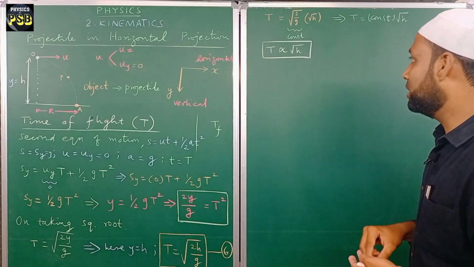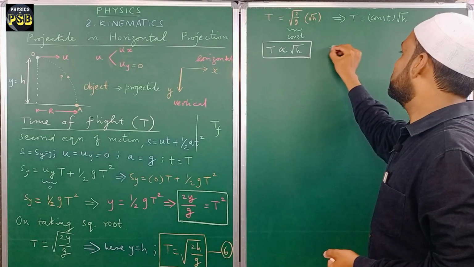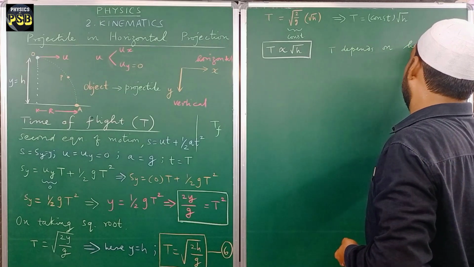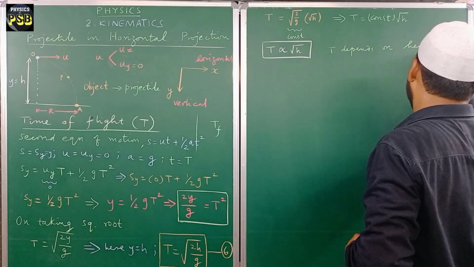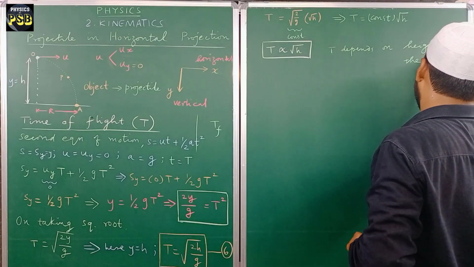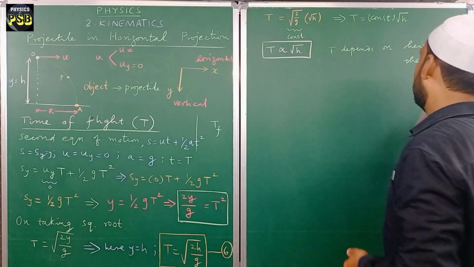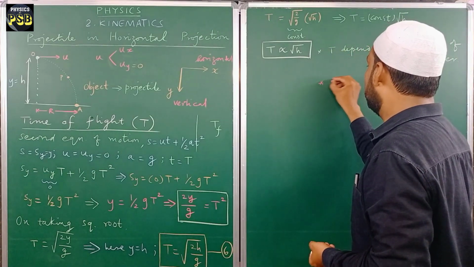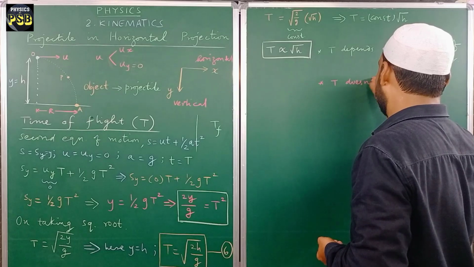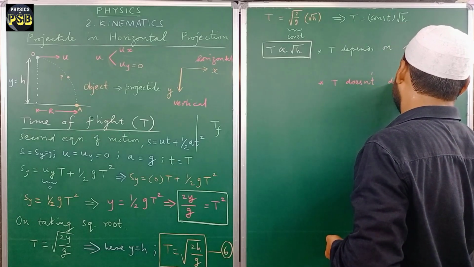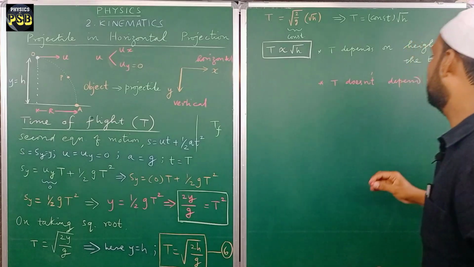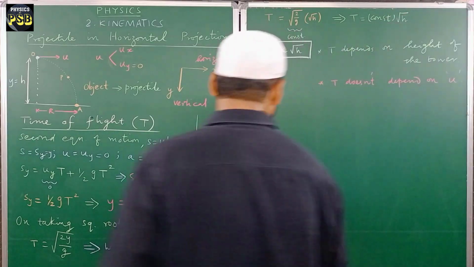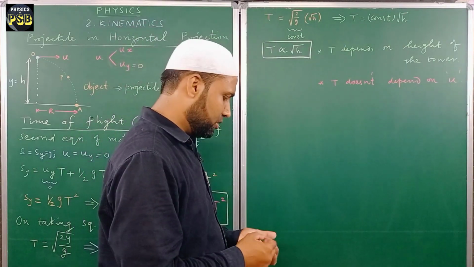This clearly shows that time of flight t depends on the height of the tower, and t does not depend on the initial velocity with which the object is thrown. Now this we will understand easily with the help of a simple diagram.